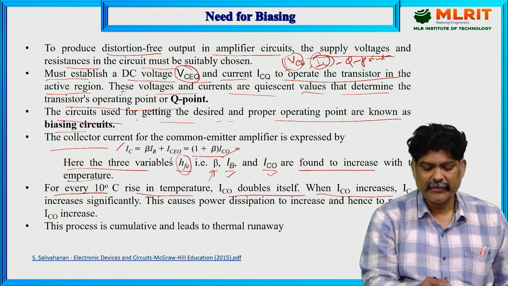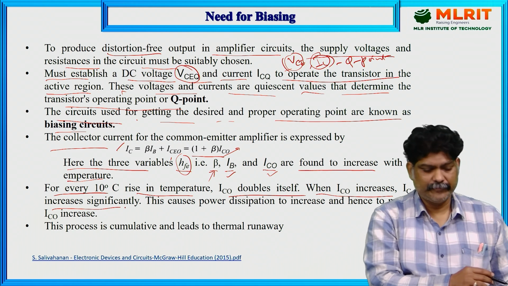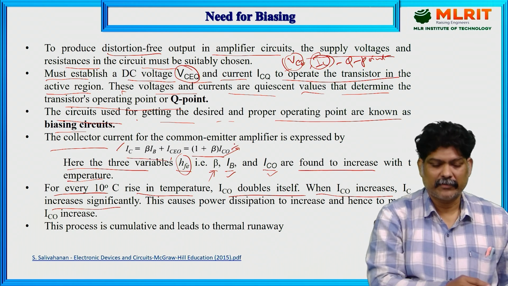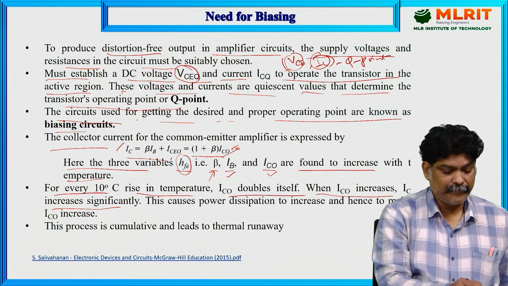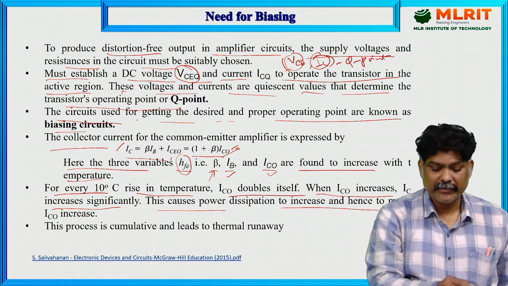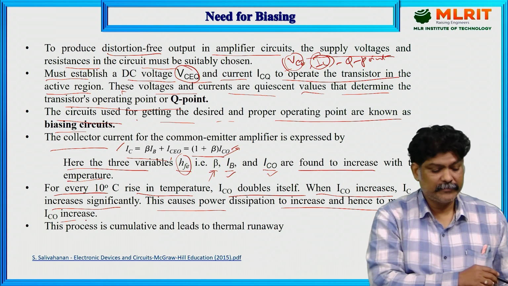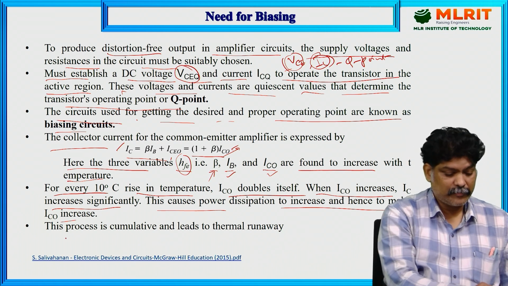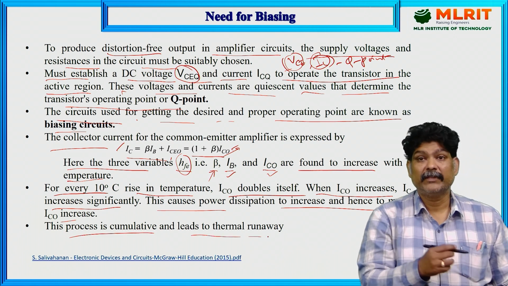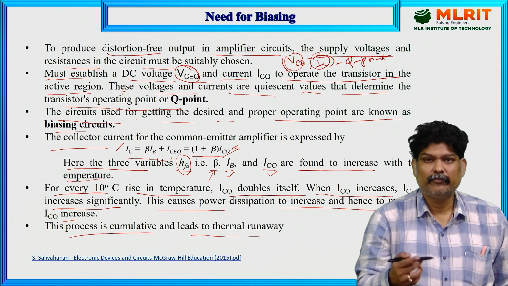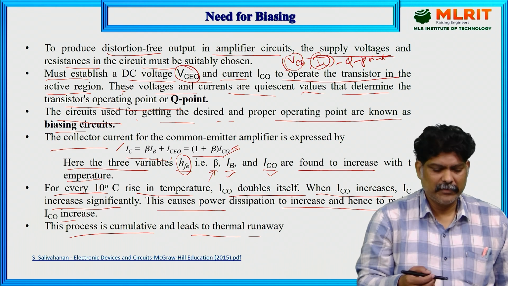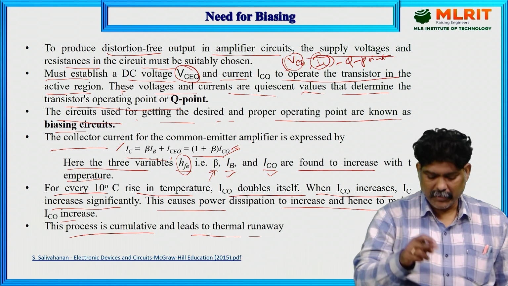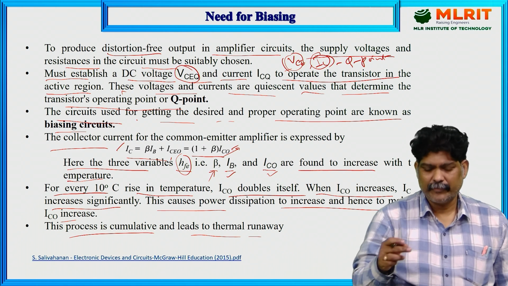When ICO increases, IC also increases, because IC is equal to (1 plus beta) into ICO. So if ICO increases, IC also increases. This causes power dissipation to increase, and hence ICO increases further. Reverse saturation current also increases, and this is undesirable. This process is cumulative and leads to thermal runaway. So the power dissipation will be more and then it causes thermal runaway. You keep on going in the same loop, continuously dissipating power.